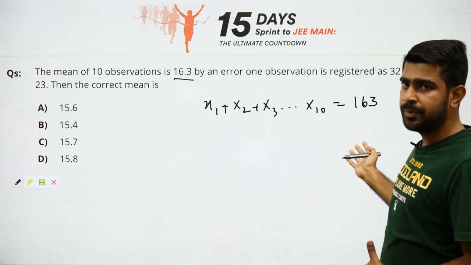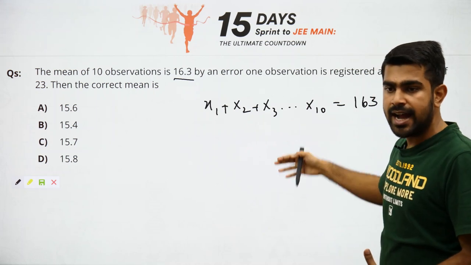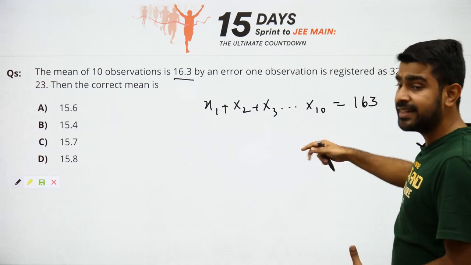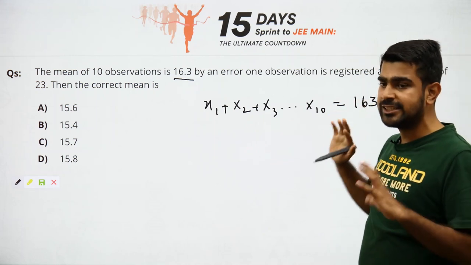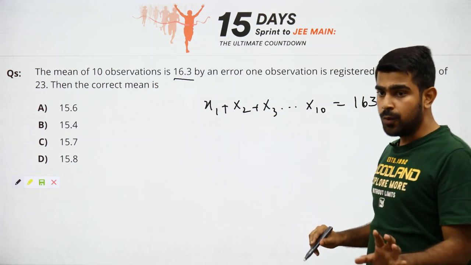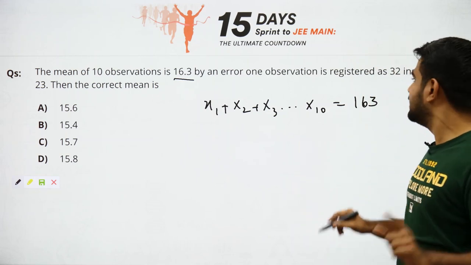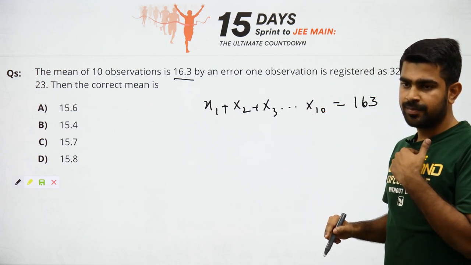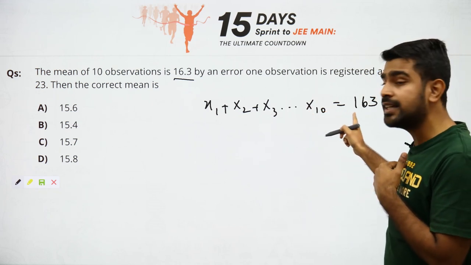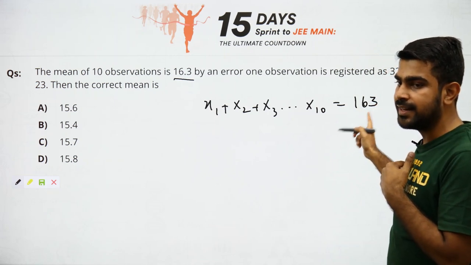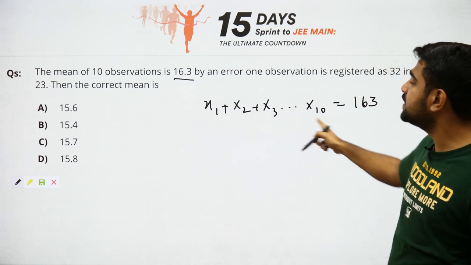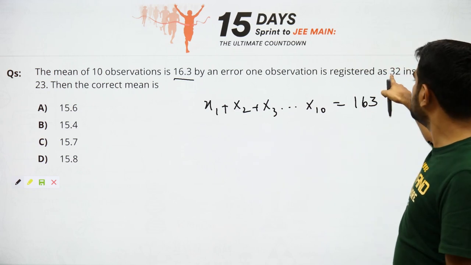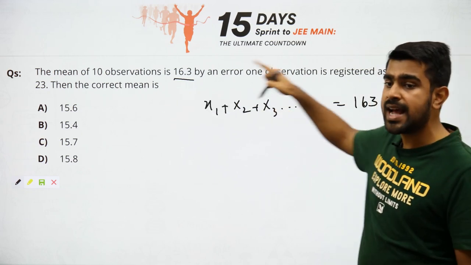How, sir, 163? Because I divide by 10, right? That 10 goes to the right side. It becomes 163. That's it. Now comes the interesting part. Here, one of the observations, I wrote it wrong, and that is why I got a high value. It is supposed to be 23, but I wrote it as 32.